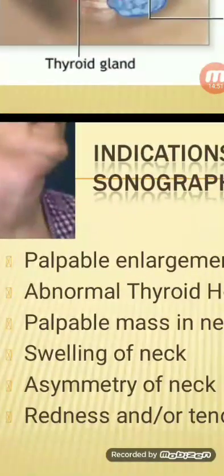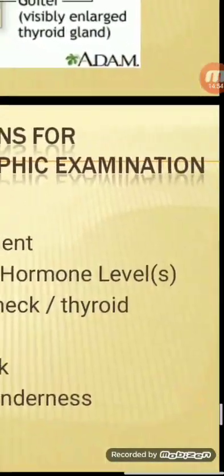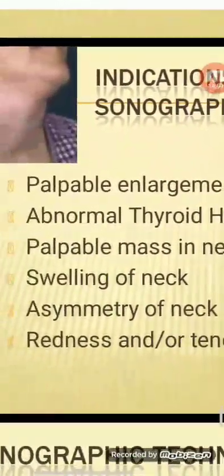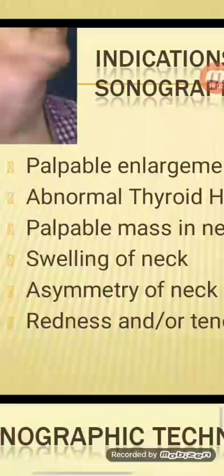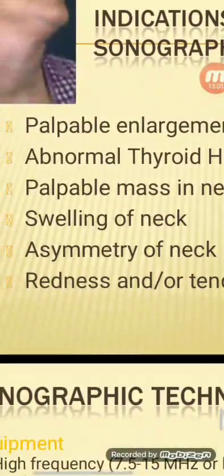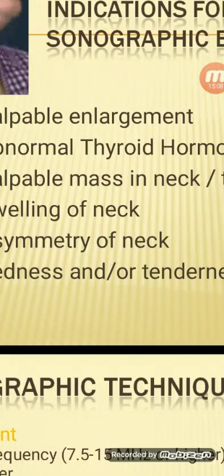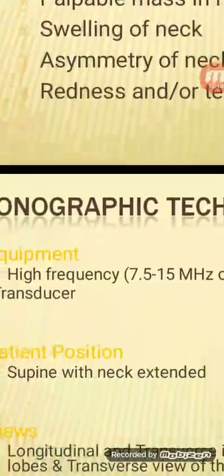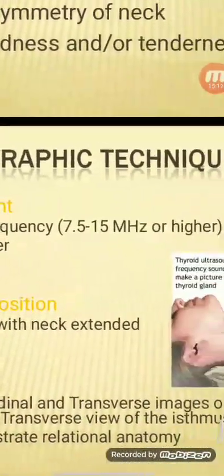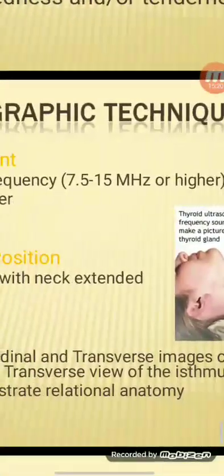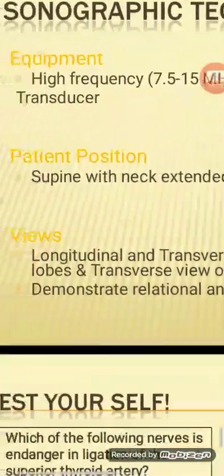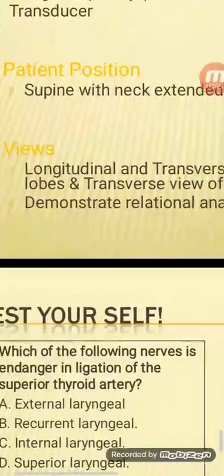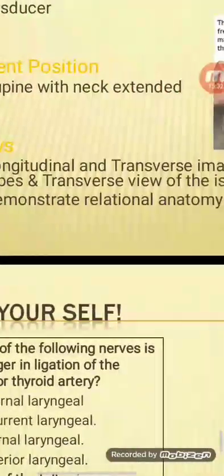What are the indications for sonographic examination or ultrasound? Palpable enlargement of the thyroid, abnormal thyroid hormone, palpable mass in the neck, swelling of the neck, asymmetry, they are not the same on both sides, redness or tenderness. As you can see, this is the technique of sonography or ultrasound. Take a look and have an idea of this: the patient is supine with neck extended. Supine means face up. You extend the neck and you put the probe.